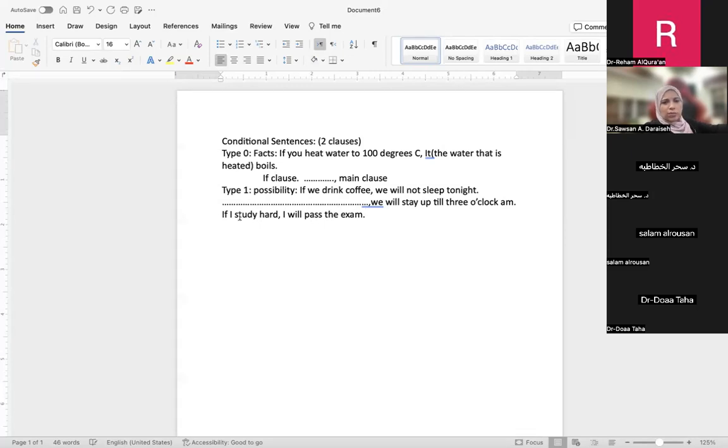So anyway, look at the verb after the if clause, after the subject. We have present simple. Here we have future. You don't have to say, I will pass the exam. You can say some other future tense if you want to. But the most common is will, guys. Okay? This is type one. Look at this, guys. Type two. What's type two?